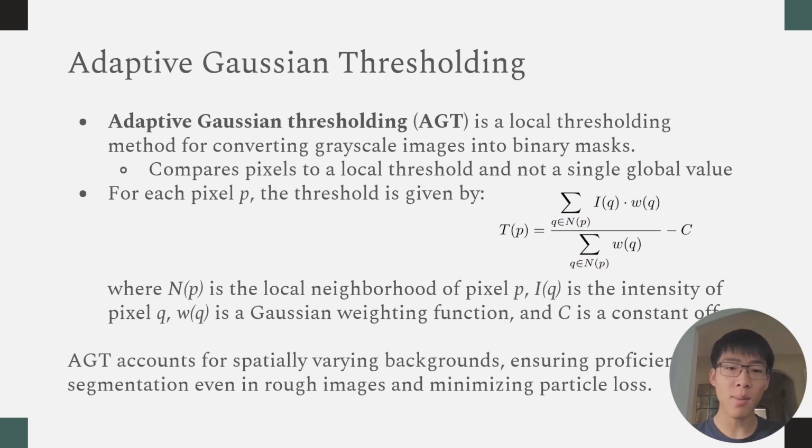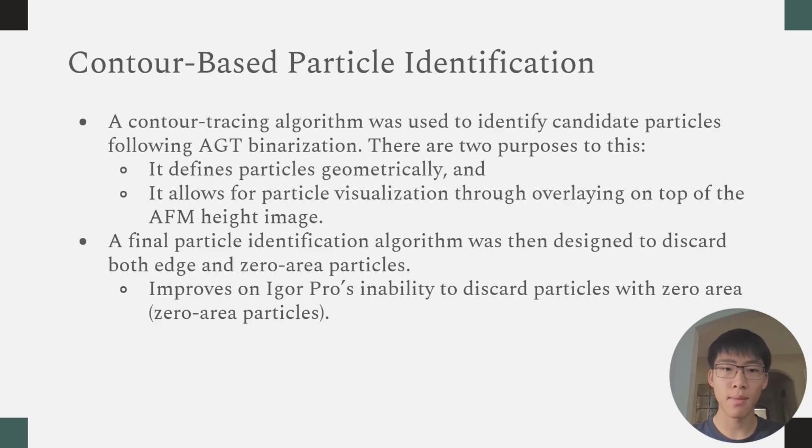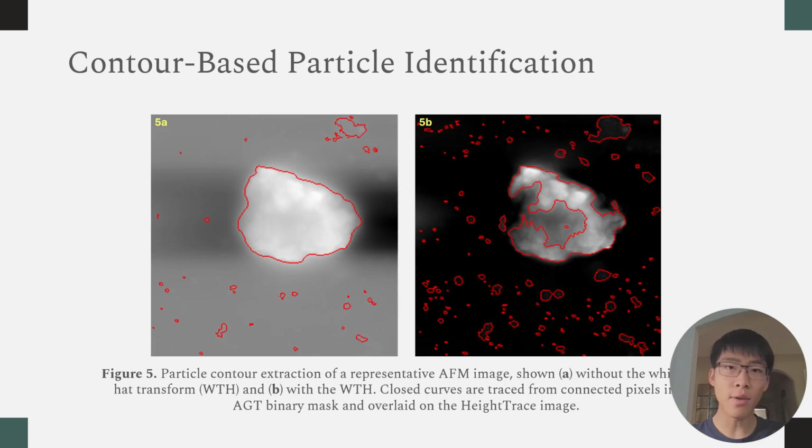Additionally, we also have adaptive Gaussian thresholding, abbreviated AGT. This compares pixels to a local threshold rather than a single global value. Additionally, it accounts for spatially varying backgrounds, ensuring that particle loss is minimized. Finally, we have a contour tracing algorithm which geometrically bounds particles as visualized in the next slide. We also automatically remove zero area particles, which improves on IGOR Pro's inability to do so. And so the red boundaries in this case are the visualization of the particle boundaries of the particles identified in my algorithms.